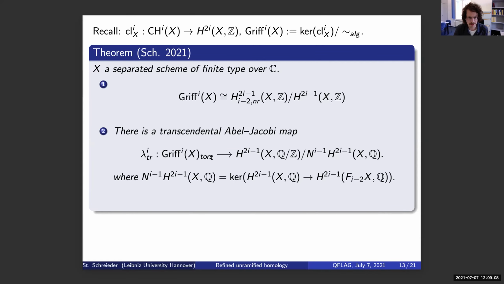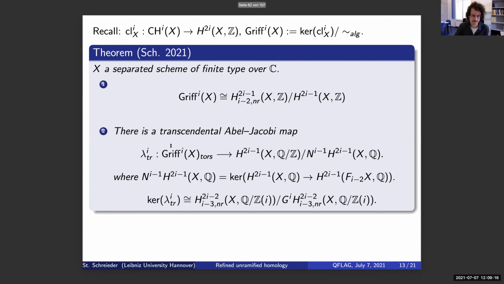But this Abel-Jacobi map on torsion cycles is a general thing that works also for singular spaces. So there is such a map, and we can compute its kernel. The kernel of that transcendental Abel-Jacobi map is related to refined unramified cohomology. It's some unramified cohomology with Q mod Z coefficients, and there's a certain filtration on this group, and you quotient out a certain piece. I don't want to go into these technical details, it's not so important, but there's a well-defined filtration in terms of the Bockstein map. And you have to quotient out a certain filtered piece to compute the kernel.